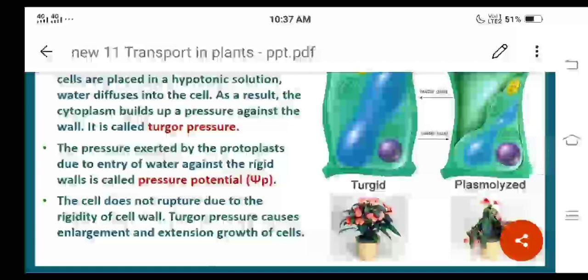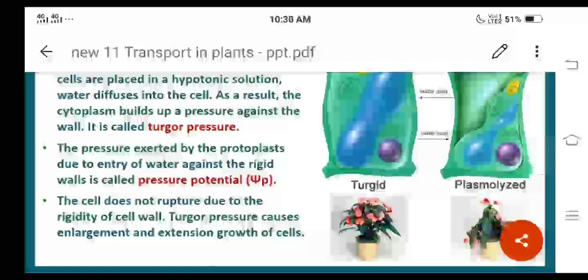What would be the pressure potential of a flaccid cell? Here the answer will be like this. The value of pressure potential would be more positive for a turgid cell, while it will be zero or negligible for a flaccid cell. Pressure potential for the flaccid cell will be zero or negligible, right? This is regarding plasmolysis.